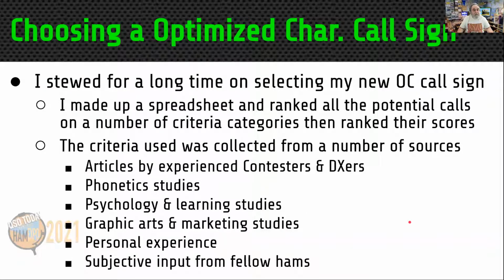I stewed for a long time on selecting my new call sign. I wasn't even sure if I wanted to change from my original call sign, and you might run into the same thing, so think seriously before you make a change. I made up a spreadsheet and ranked all the potential call signs that I was looking at on a number of criteria categories and then ranked their scores. The criteria used were collected from a number of sources: articles by experienced contesters or DXers, phonetic studies, psychological and learning studies, graphic arts and marketing studies, personal experience, and of course subjective input from fellow hams. Like, hey, does this call sign sound good on CW? Or hey, does this call sign sound good on phone?